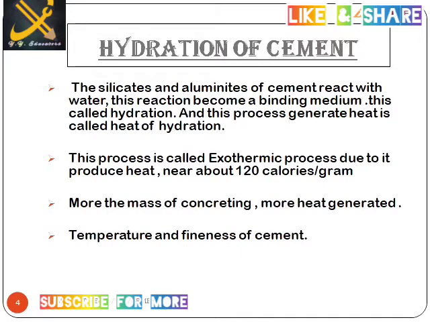The silicates and aluminates of cement react with water. These reactions become a binding medium. This is called hydration, and the heat this process generates is called heat of hydration. This process is called an exothermic process. Due to it, it produces heat of about 120 calories per gram.